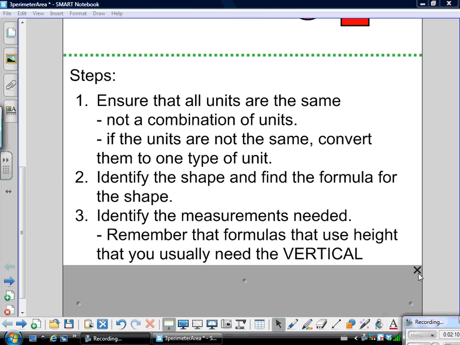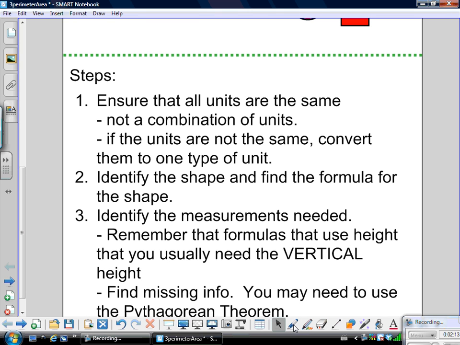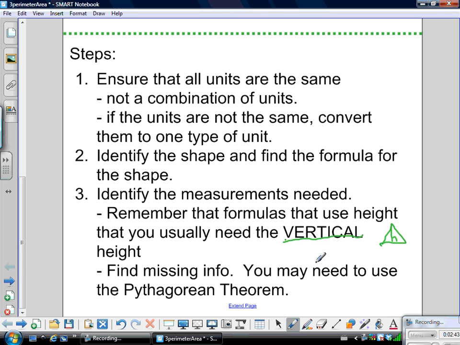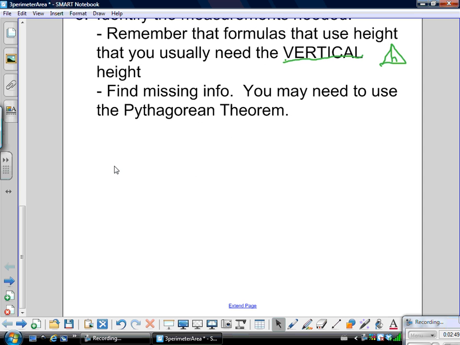One thing that you really need to be clear about is when a formula asks for a height. If they ask for a height, it's the vertical height that they're talking about. So you need a vertical height, which means it has to be a perpendicular that they've given you the height of. If we're talking about triangles or rhombuses, all of those need the perpendicular height. Sometimes to find that information, you may need to use other things. You might need to use the Pythagorean theorem, for instance. That's a really common one to use.